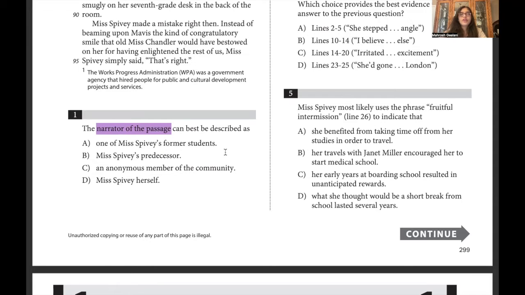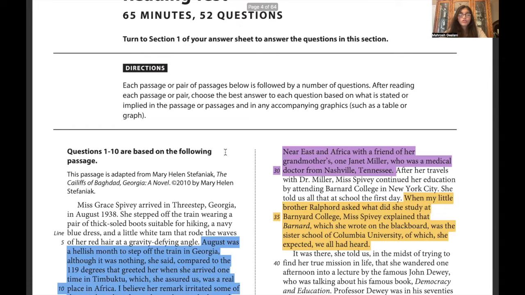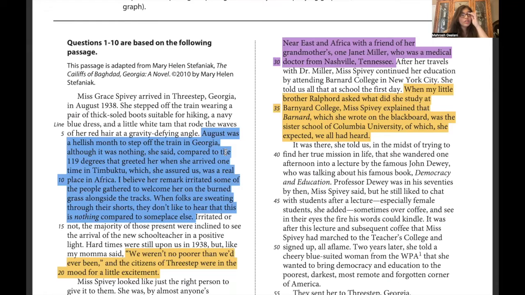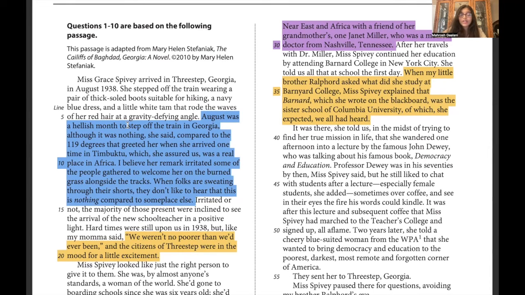Whenever someone is talking about the narrator of the passage, something you can understand immediately is that whenever you're reading a piece of work, the narrator will be established immediately and more information will be given after that. You'll figure out in the first sentence or so what kind of point of view the writing has. One of the first things that you read is: Miss Grace Spivey arrived in Three-Step, Georgia in August 1938. She stepped off the train wearing a pair of thick-soled boots suitable for hiking, a navy blue dress, and a little white tam that rode the waves of her red hair at a gravity-defying angle.